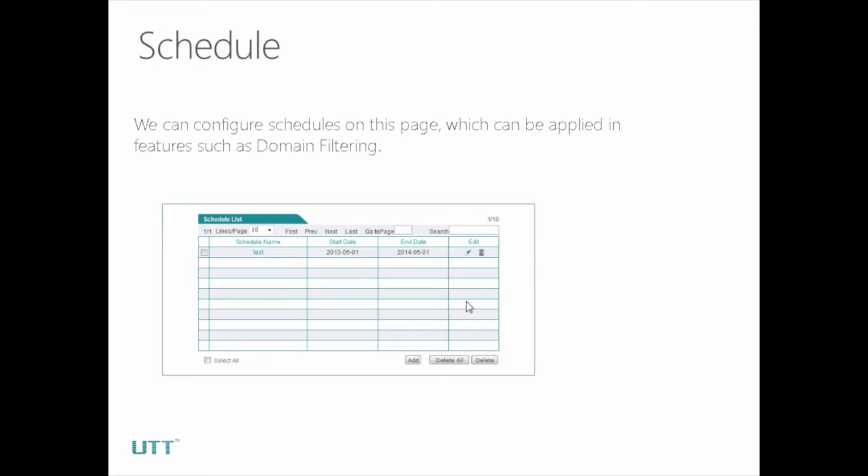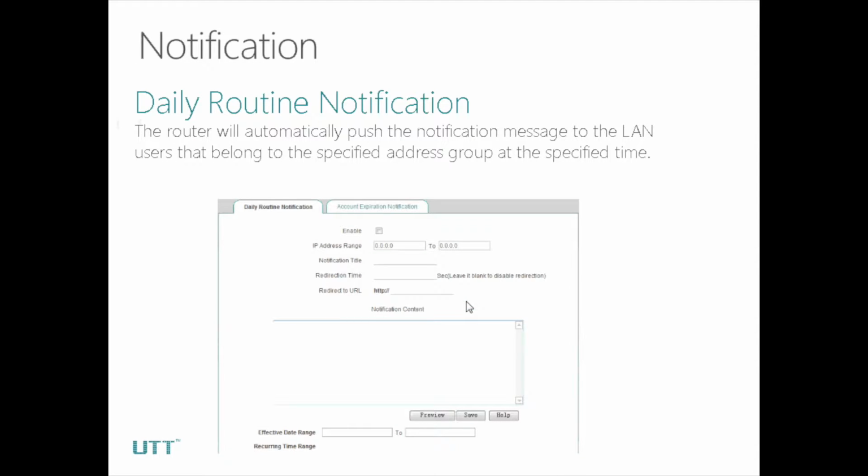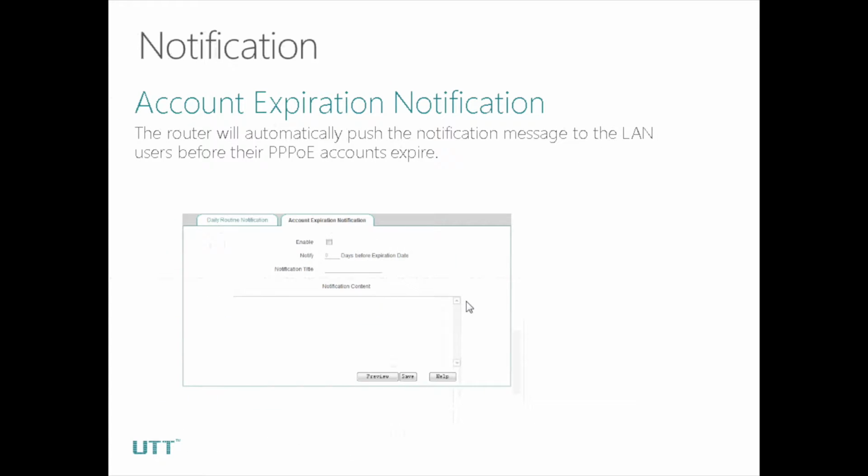Next is notification. There are two types of notification: daily routine notification and account expiration notification. If daily routine notification is configured, the router will automatically push the notification message to the LAN users that belong to the specific address group at the specified time. When account expiration notification is configured, it will be sent to the LAN users before their PPPoE accounts expire.